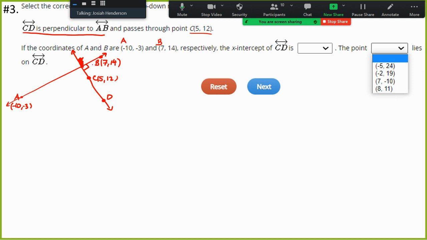So the slopes of AB and CD are opposite reciprocals. And they gave us enough information to figure out the slope of AB. And then we'll use that to find the slope of CD. And we'll need that to answer the first question, which is what is the x-intercept of CD? Where is it crossing the x-axis? So we need the formula for CD, and we'll plug 0 in for x, and that'll give us the first answer. Also, we need the formula for CD to plug in these inputs, plug in the x's, see if it matches with the y in the formula. Only one will work.